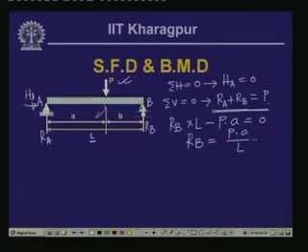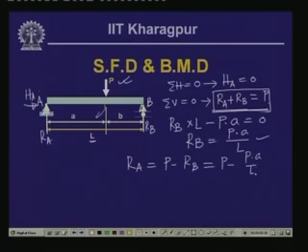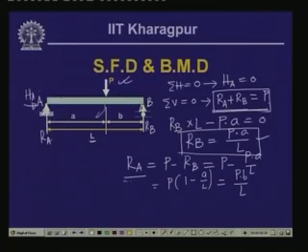Now, if R B is this, then the value of R A from this particular equation we can get as R A is equal to P minus R B, and this is equal to P minus P A into L. So, this gives us that P, if we take it out, 1 minus A by L, and L minus A is nothing but B. So, this is equal to P B by L. So, the value of R B is P A by L and the value of R A is P B by L. So, these are the two values of the reactive forces R A and R B.